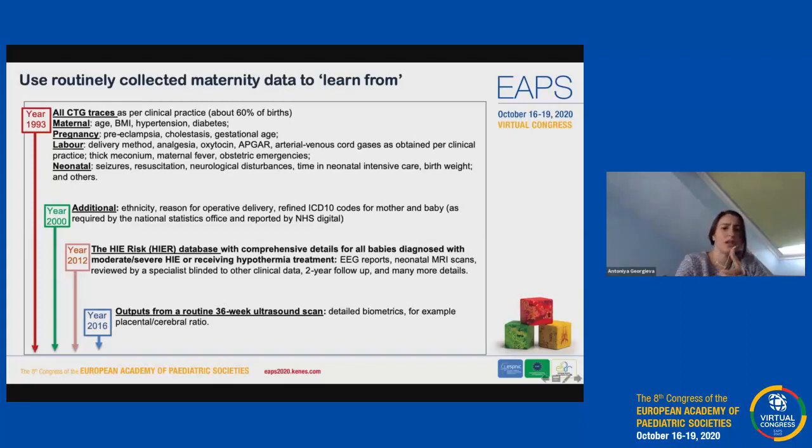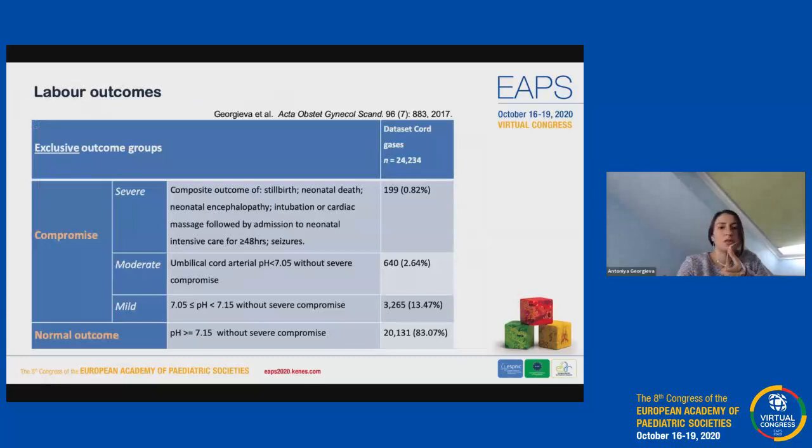And then with time, we're getting more and more data. Now since 2016, we've got a routine 36-week scan with PCR ratios and other detailed biomarkers. So it's getting more and more detailed with time. So here I'm going to give a brief example of what we've been learning from data like this.